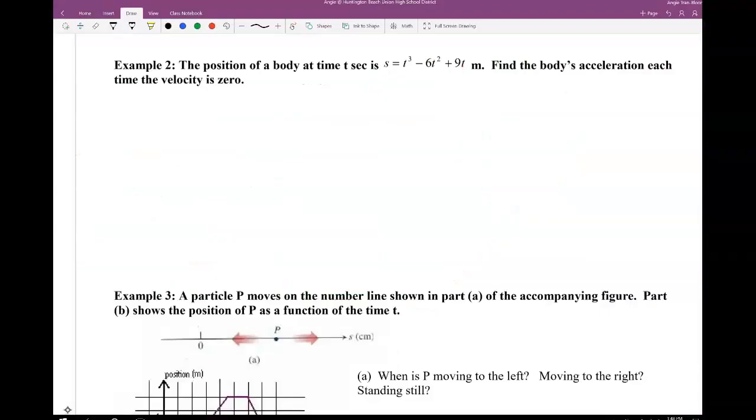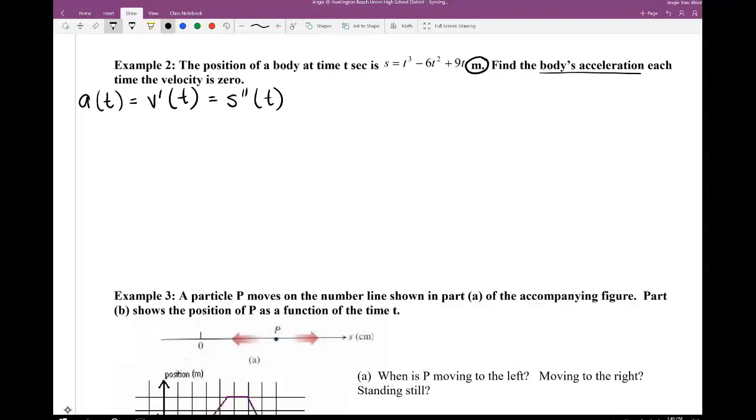All right? The position of a body at time t is s equals t to the third minus 6t squared plus 9t meters. Okay, so this m right here means the unit of measurement, in this case meters. Find the body's acceleration each time the velocity is 0. Okay, so let's talk about acceleration. It says find the body's acceleration. So acceleration with respect to time is the same as the first derivative of the velocity, which is the same as the second derivative of the position formula.